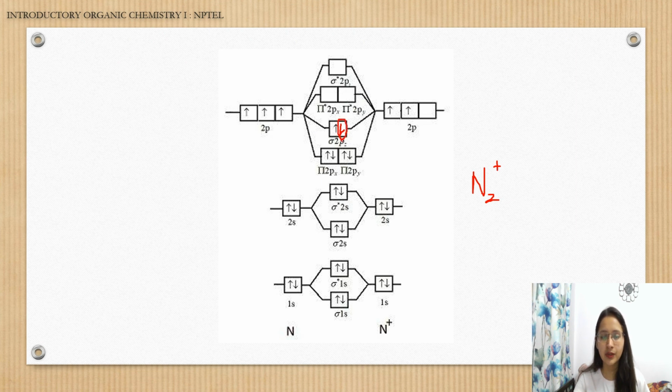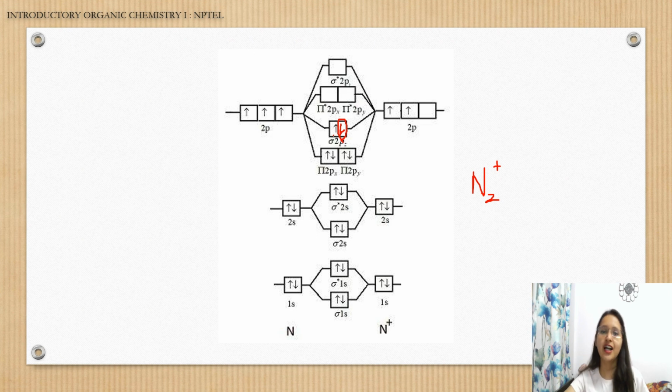But in the case of N2 plus, as you are abstracting one electron from this system, this particular electron is not there now. So one electron is singly occupied. So here we are saying that one unpaired electron is present in the system of N2 plus, and N2 has 0 unpaired electrons, right?